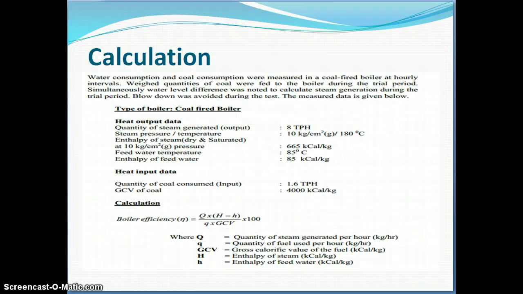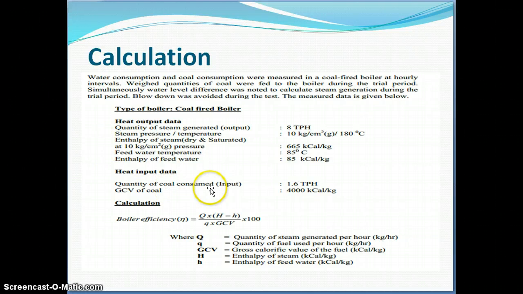So let's quickly see some of the calculations associated with boiler efficiency and equivalent evaporation. One of the examples shown here talks about some of the methods used to test the boiler efficiency. Water consumption and coal consumption were measured in a coal-fired boiler at hourly intervals. Rated quantities of coal were fed to the boiler during the trial period. Simultaneously, water level difference was noted to calculate the steam generation during the trial period. Blowdown was avoided during the test. This is the way you measure the various parameters during the boiler assessment.